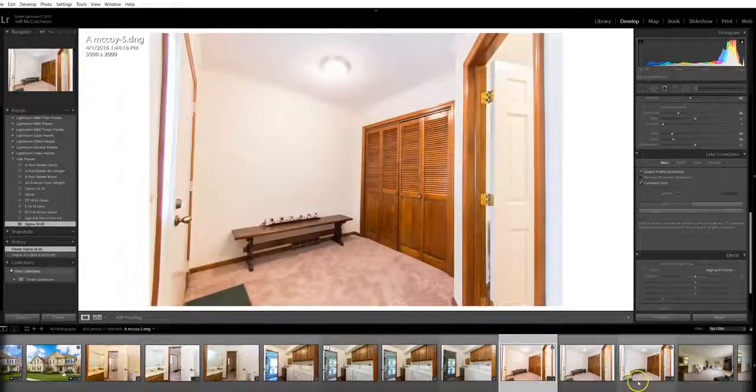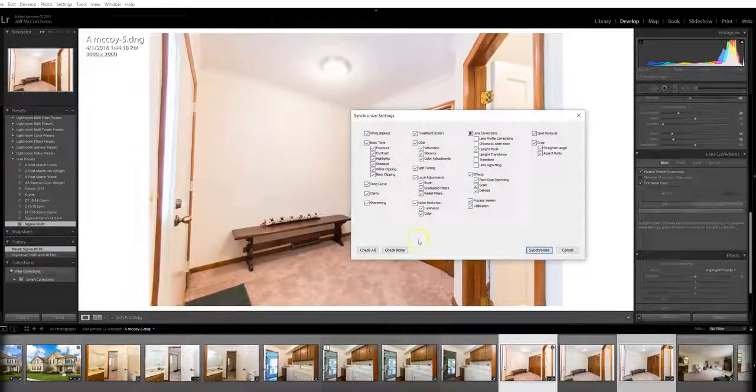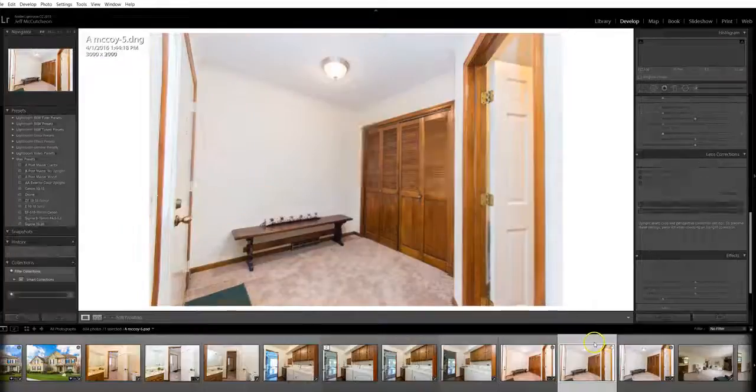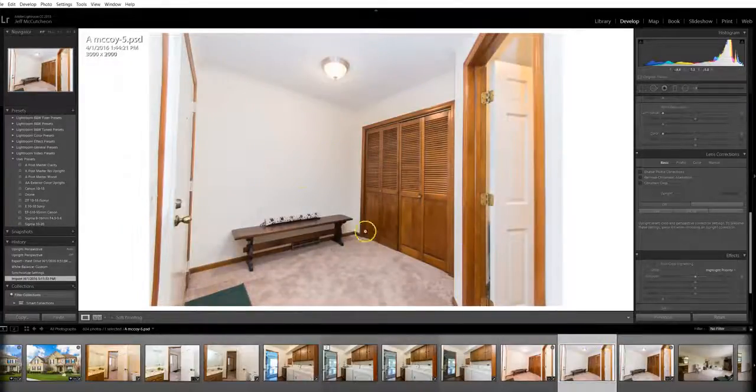So this is why when we sync our raw files, we check all, and that applies that exact same lens correction to all of them. And when we stack them and blend them, we get this. This is our blend.